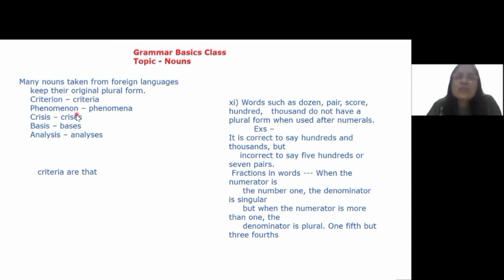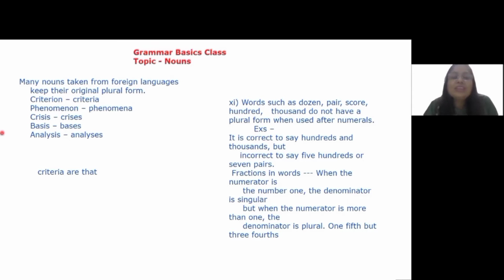Same thing with phenomenon. Lightning is a natural phenomenon. But when we talk about phenomena, which is the plural, phenomena must always be followed by are or a plural verb form. Crisis is one, but the plural of crisis is crises, basis, bases, analysis, analyses. And that is how it goes on. That is the list.